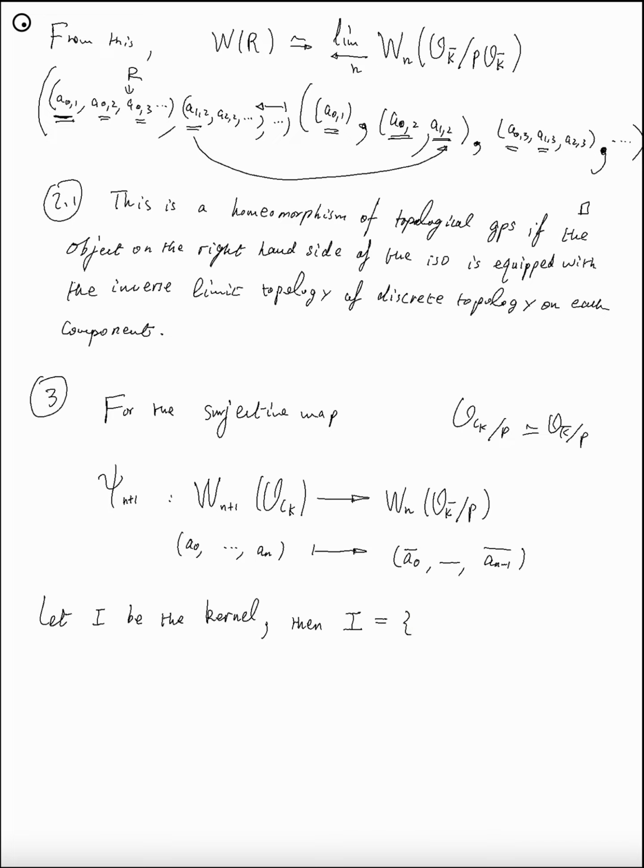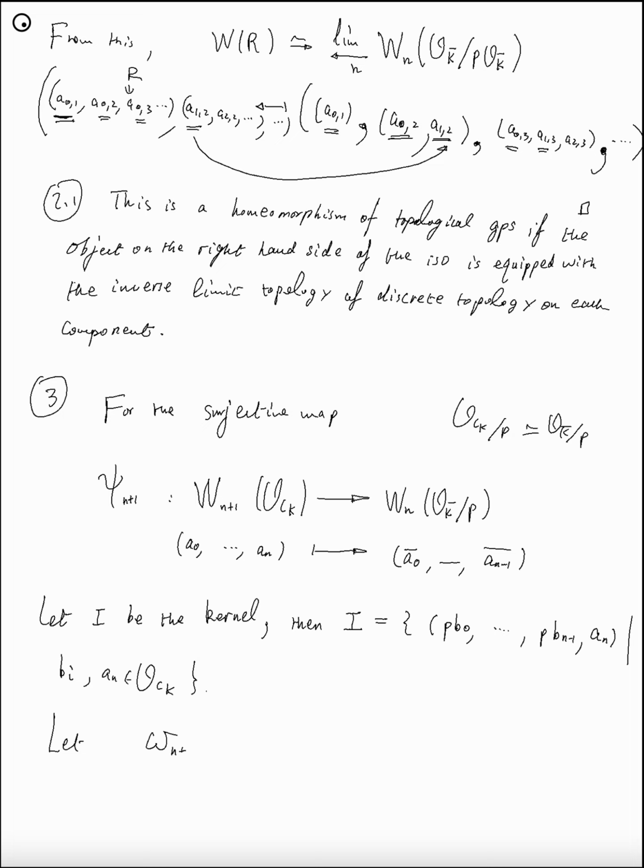The kernel could be described as follows. So P B0, because modulo P is 0. Okay, then the similar thing happens until P n minus 1. Then whatever it is here, so all those Bi's and the last An, they're all any element in O_K.